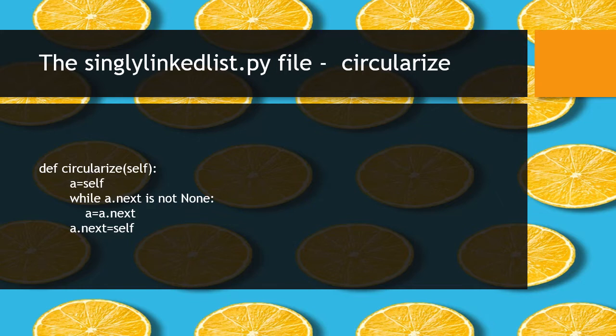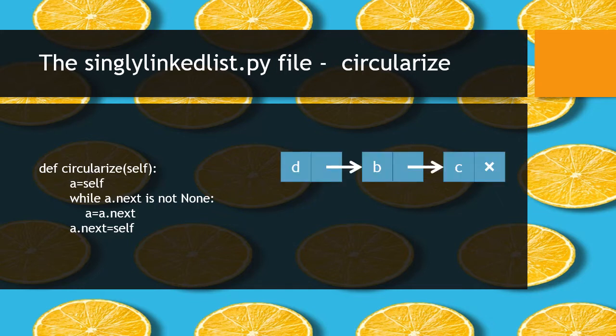So the first function that I will talk about is the circularize function. This function converts a regular singly linked list to a circular singly linked list. This function is also a class function of the class list node that I talked about in lecture 10, and it is part of the same file, singly_linked_list.py. So the function is here. It is called circularize and it takes a pointer self to the object of the class, which is a node.